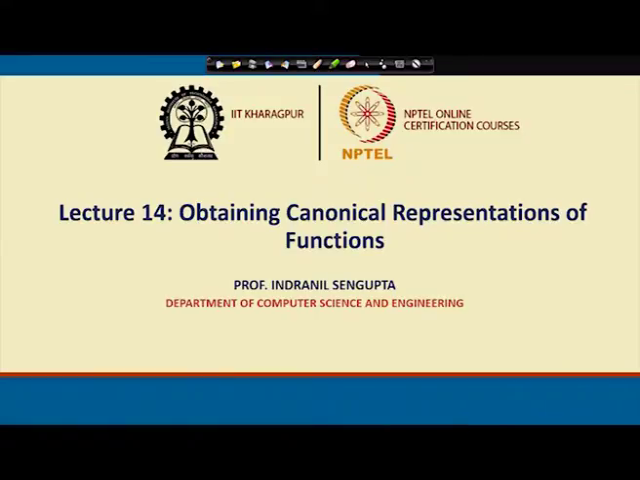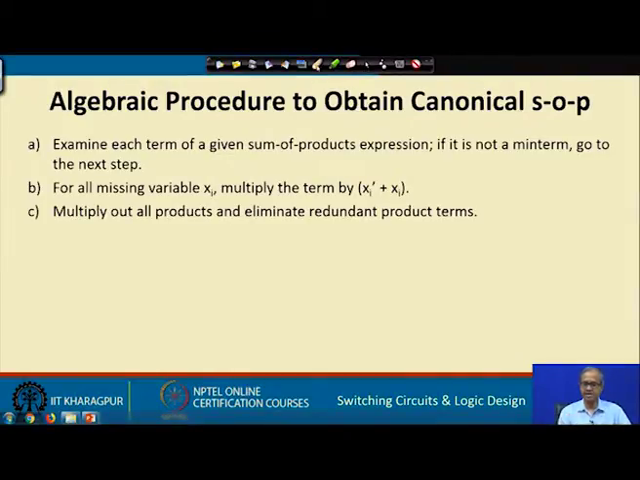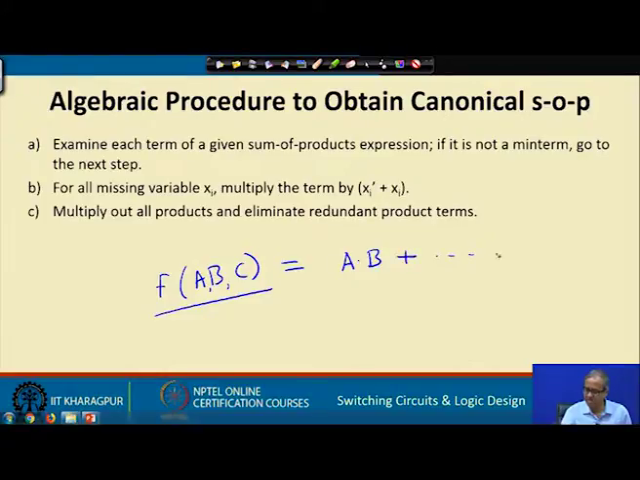So, the title is obtaining canonical representations of functions. We first look at the algebraic procedure. So, what is the algebraic procedure? What we are saying is that for a given function, let us say a function of 3 variables a b c, and in this function I have one term, let us say a b, or something else. You see, this is certainly not a min term because c is absent. So, for all missing variables, you multiply the product term by that variable plus its complement. The reason is very simple.